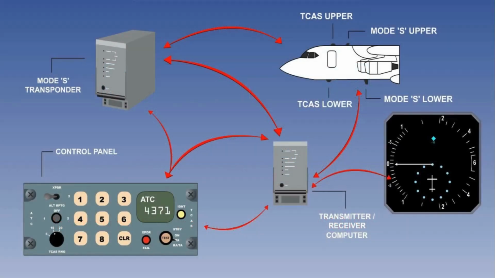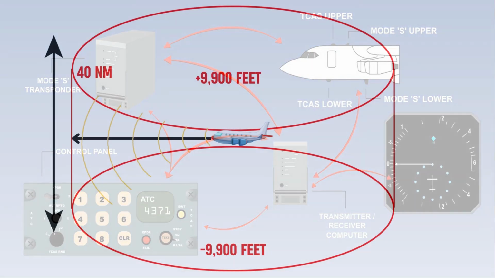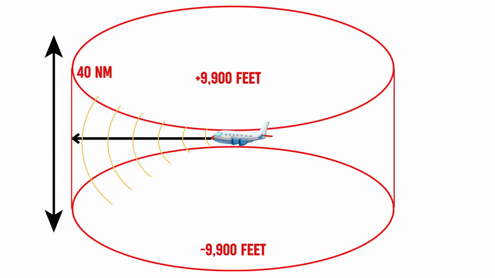Now let's have a look at how information of nearby traffic is displayed by a TCAS system. First of all, let's see what is the generic range of a TCAS system. A TCAS 2 system is capable of locating nearby air traffic at a distance of approximately 40 nautical miles and within a height band of plus minus 9,900 feet from the mother aircraft.